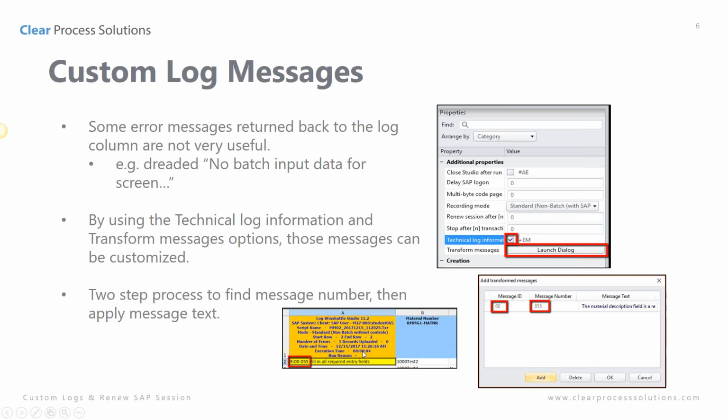And then from there, we're going to go back into the Map tab, click that Launch dialog box that you see highlighted, and that's going to open up the window below. Where you see message ID and message number, we're going to take the information we got from the log field, put it in there, and then provide our new message text. And we'll click OK. That's going to give us that customized message. So the next time that we run the Winshuttle script and we encounter that same error, we're going to get the transformed message instead of the message that wasn't very clear or very helpful.